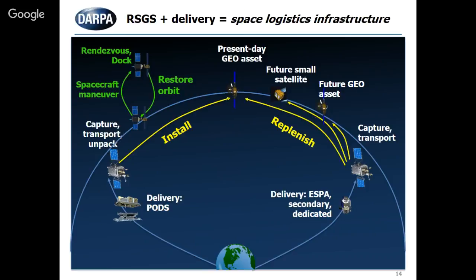So PODS is certainly not the only way of getting things to GEO. We have the ESPA rings. You could have a dedicated payload that was full of things that you wanted to install around the GEO belt. And then RSGS can come and capture the payloads, however they come up, transport them, unpack them, and install them on today's satellites. So I may not have emphasized enough the fact that our objective here is to service today's satellites, those that have been in no way prepared to be serviced.